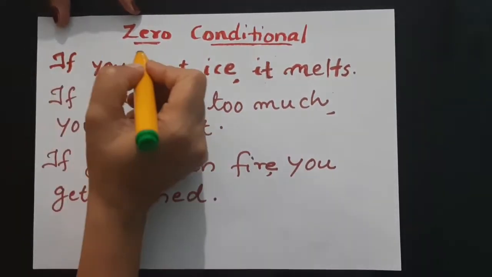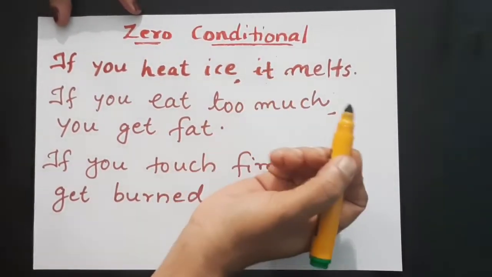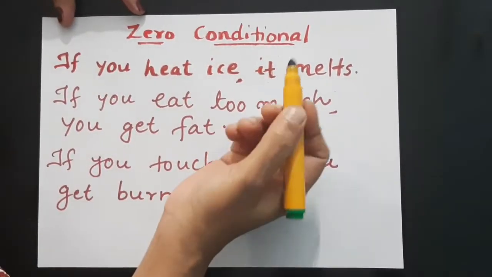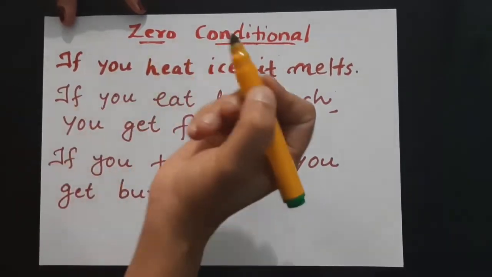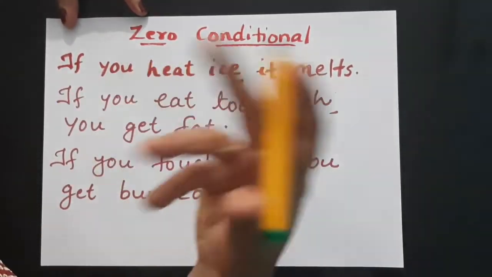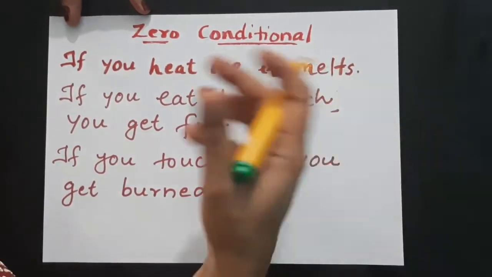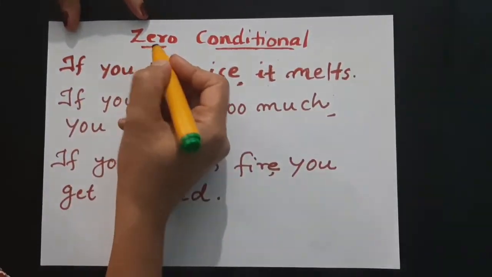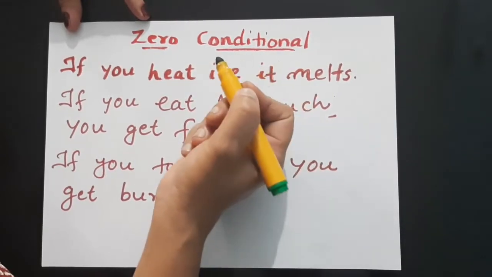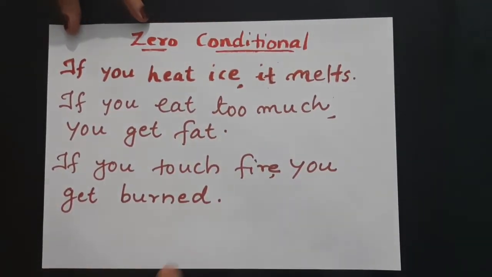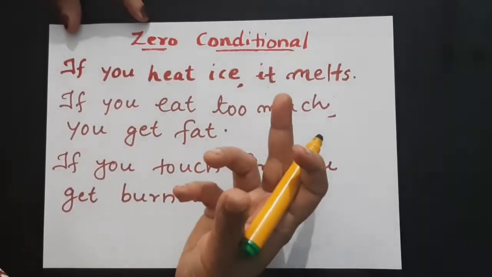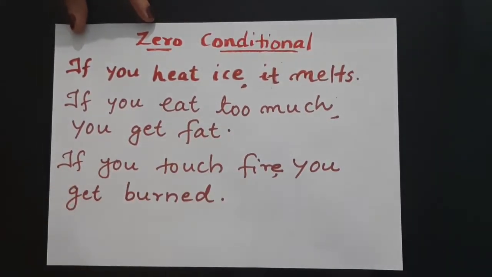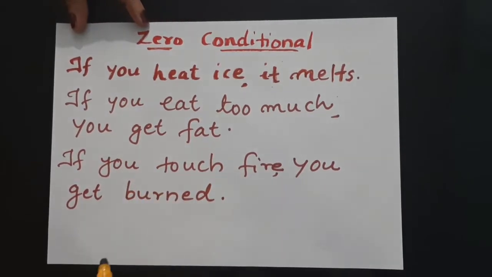The zero conditional is used to tell about facts that are always true. Some general truths that remain always constant, that would never change. So this zero conditional can be used to tell about facts that are always realistic or always true. Consider these examples.